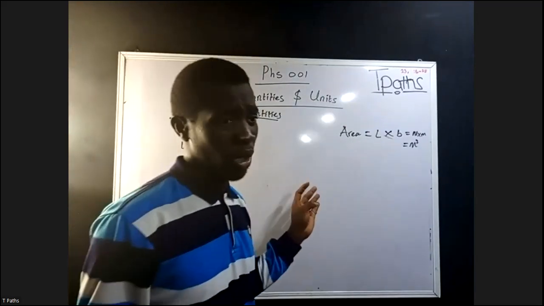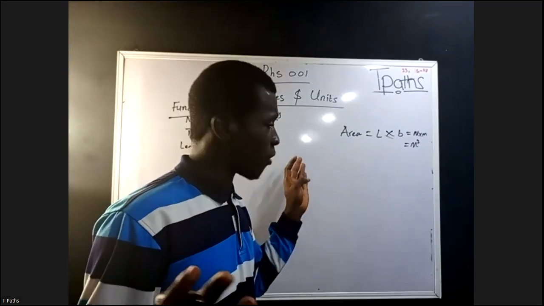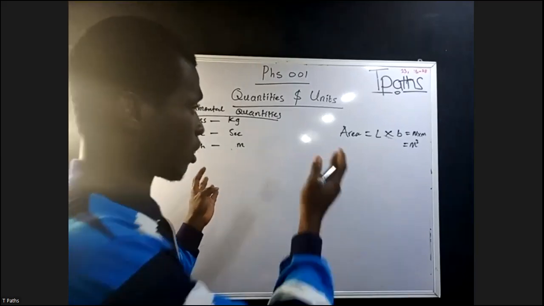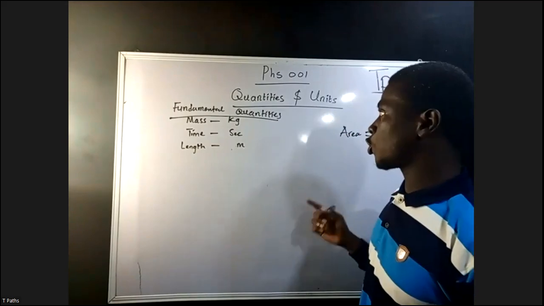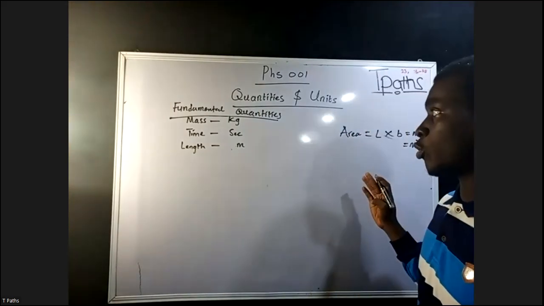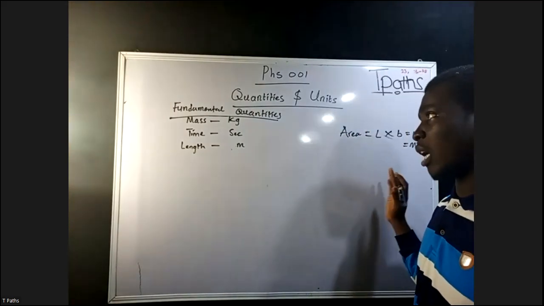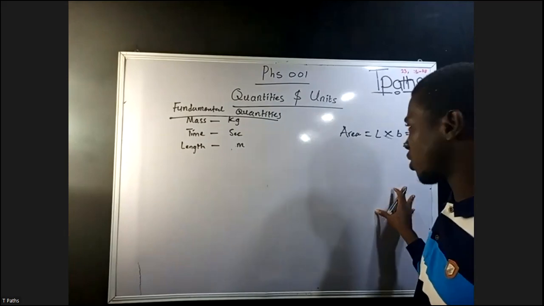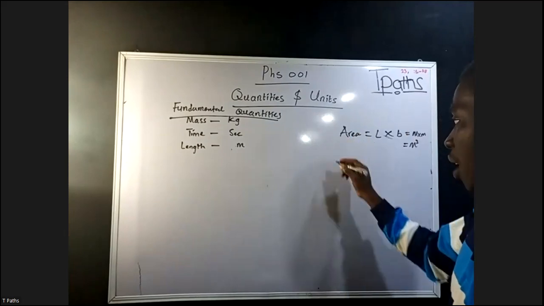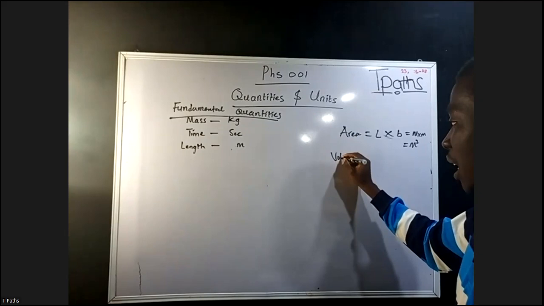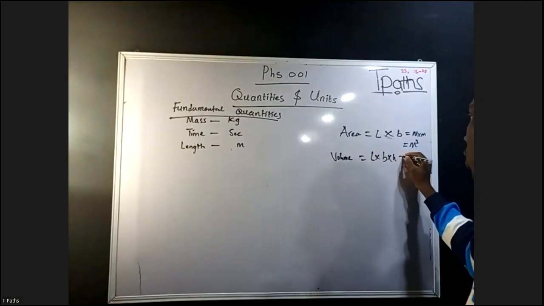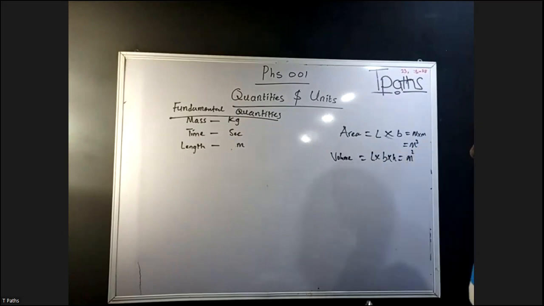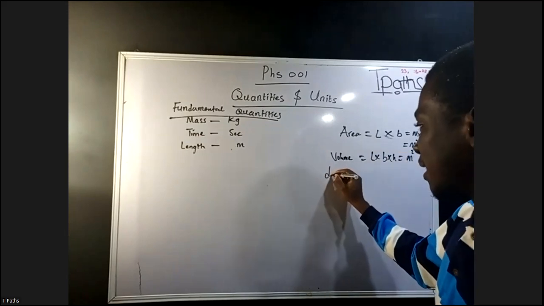All these things, you're already familiar with them in your class. They must have talked about it, but my job here today is to teach you how to answer some questions from the past question. So this is area, volume is there for this, that is length times breadth times height, of course, is meter cube. Then we move to density.